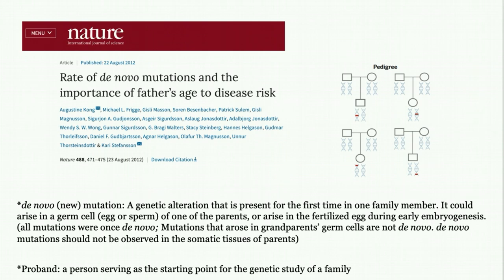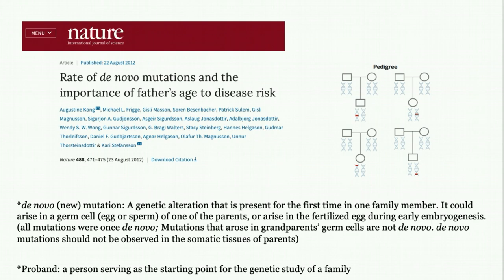And then the mutation should not be observed in the somatic tissues of the parents, because they also have the genome of the parents. And the idea is that in the development of the parents, the germline cells separate from somatic tissues, and if the mutation only happens in the germline, then that mutation is not in the somatic tissue of the parent. Those are just the details of how to define de novo mutations.